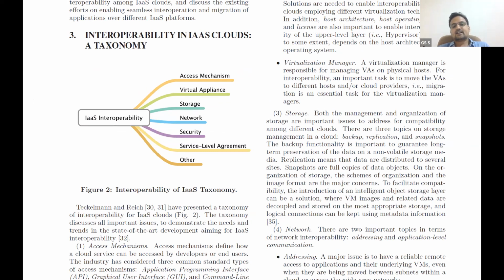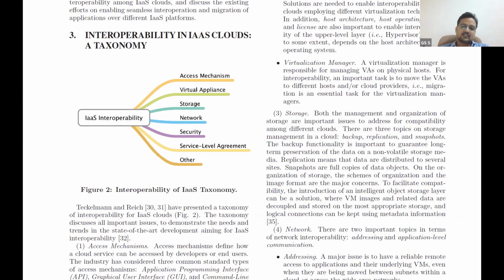So there are 7 areas which require interoperability. What are those? Access mechanism, virtual appliance, storage, network, security, service level agreement, and other. These are the 7 places where interoperability should be considered. Now, what do we mean by interoperability for each of them? What are the ways by which these things are possible? If all such ways are available, then we can easily move to another cloud.